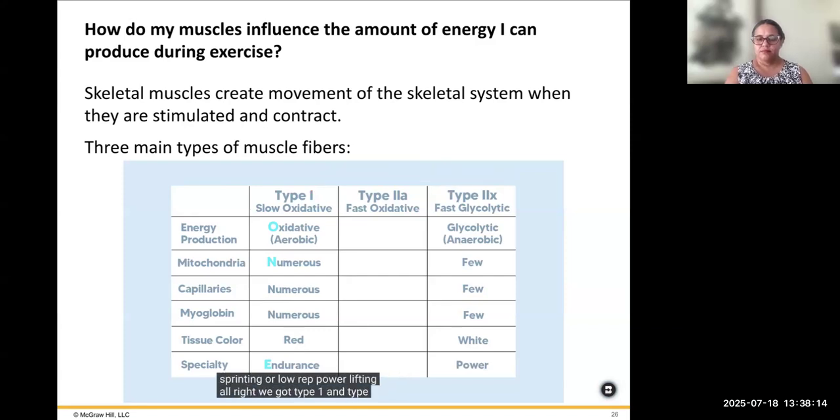All right, we got type 1 and type 2X covered. Let's jump over to type 2A. The easiest way to remember the type 2A fibers is just to think of the A in 2A as standing for average. These fibers are basically the average of the other two.